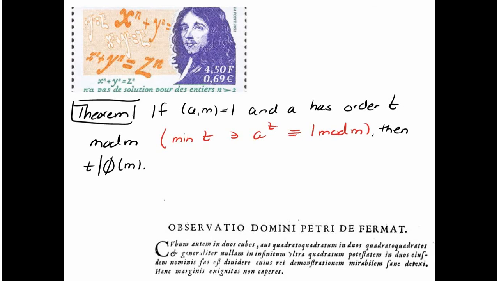Like my stamp for Fermat, this is Pierre de Fermat right up here, and this is Fermat's last theorem, and down here at the bottom is his actual notes about the theorem, which we're going to talk about pretty soon. I want to first talk about this theorem, which is not Fermat's last theorem: if a and m are relatively prime and a has order t mod m, just to remind you, order means it's the minimal positive integer t such that a to the t is congruent to 1 mod m, then t has to divide the totient function of m.